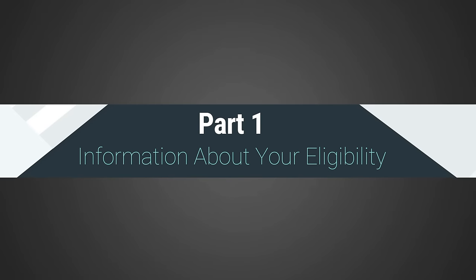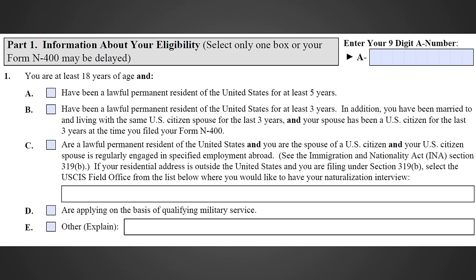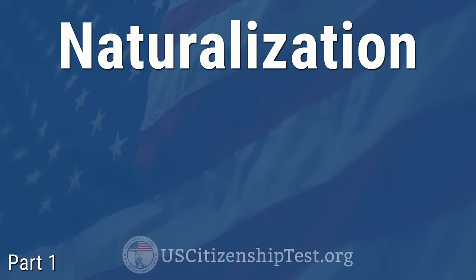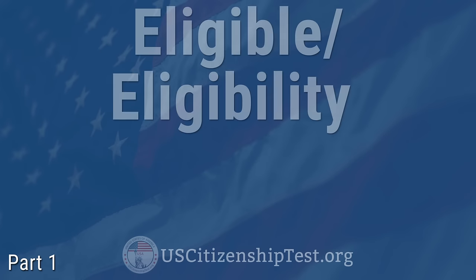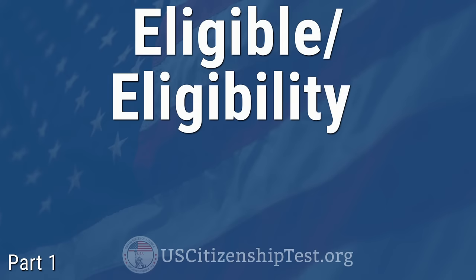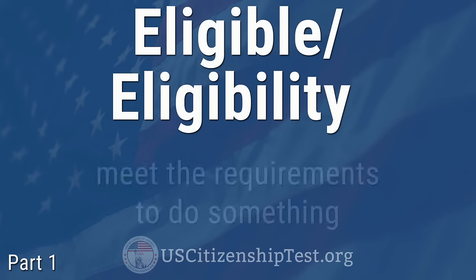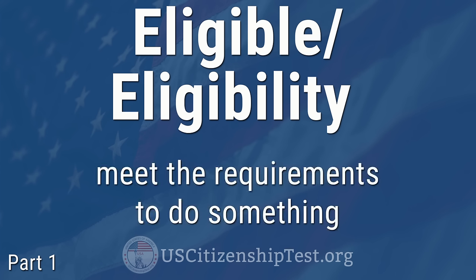Part 1, information about your eligibility. Naturalization: the process of becoming a citizen of a country. Eligible, eligibility: meet the requirements to do something.